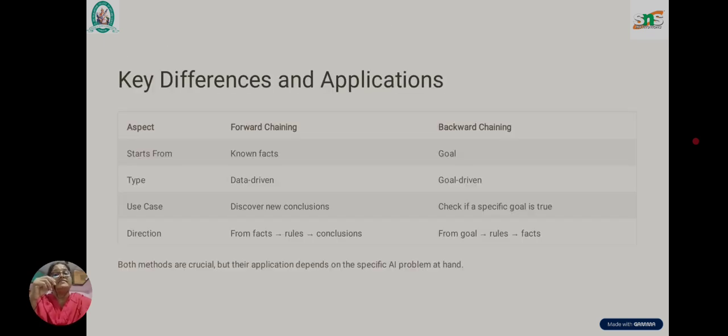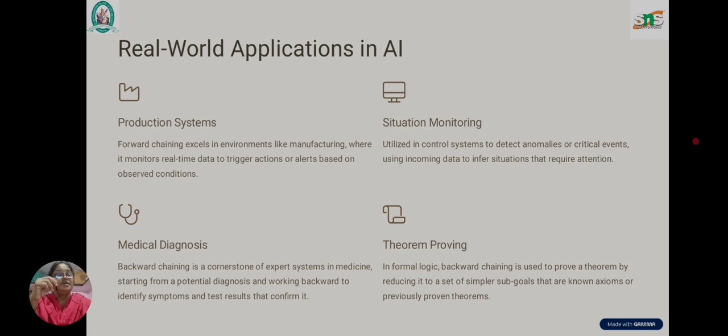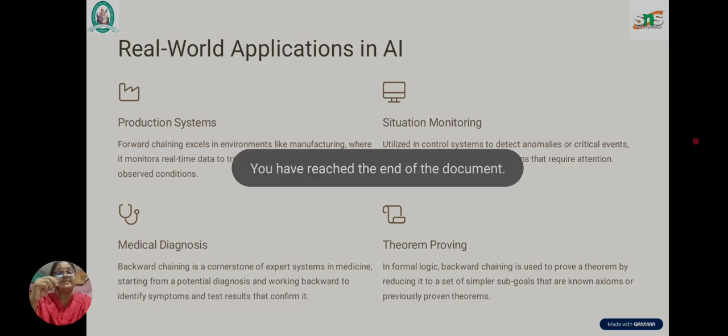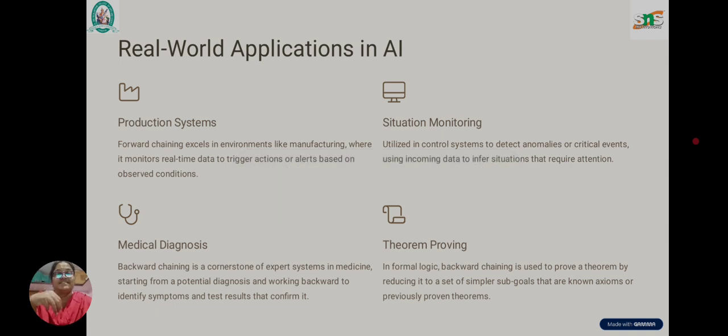We also have some key differences in applications. We can implement backward chaining and forward chaining in real world applications like production systems, situation monitoring, medical diagnosis and theorem proving. I hope you all understand these principles, forward chaining and backward chaining.